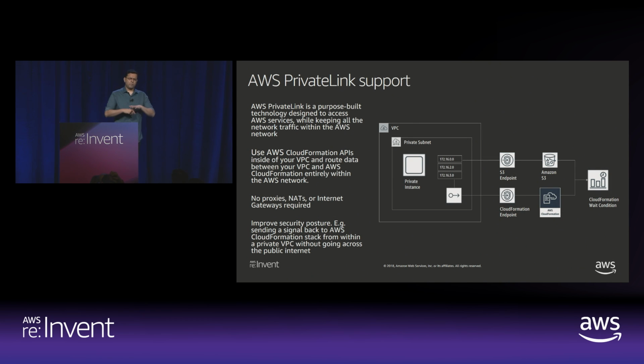I was saying that you might have requirements where you don't want to access the internet when you are consuming AWS services. Maybe you're working in a regulated environment, or you have a business requirement. AWS PrivateLink allows you to access AWS services without connecting to the internet, so you can keep all your traffic within the AWS network. CloudFormation is now integrated with PrivateLink.